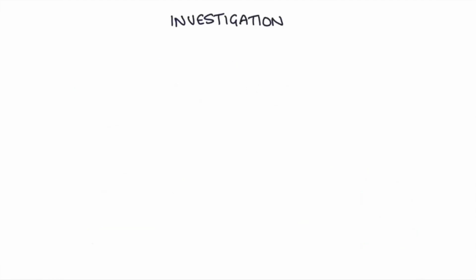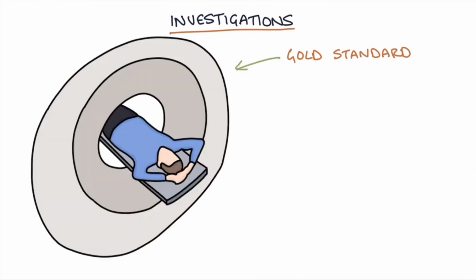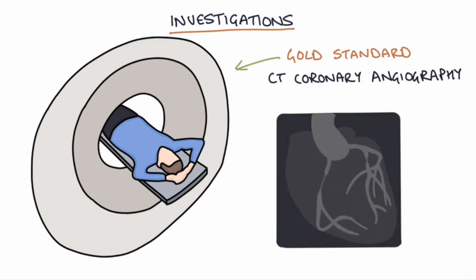How do we investigate somebody who has these symptoms of stable angina? Well, the gold standard investigation for assessing the coronary arteries in a patient who might have angina is to do a CT coronary angiography. What this involves is injecting a contrast and taking CT images timed with the heartbeat to give a really detailed view of the coronary arteries. This gives us a really good indication of whether there's any narrowing in those arteries and how good they are at allowing blood to be supplied to the heart.